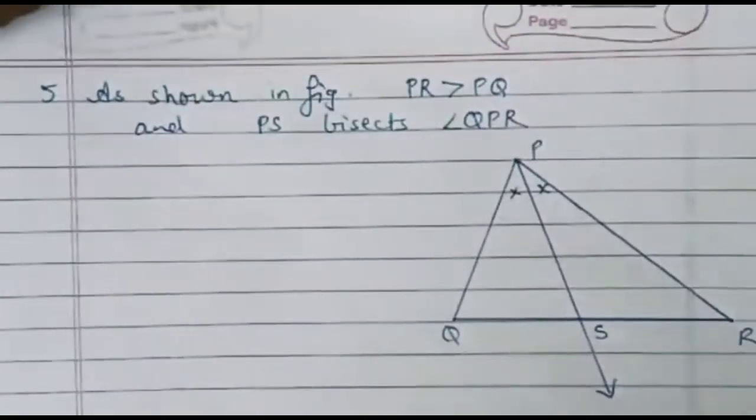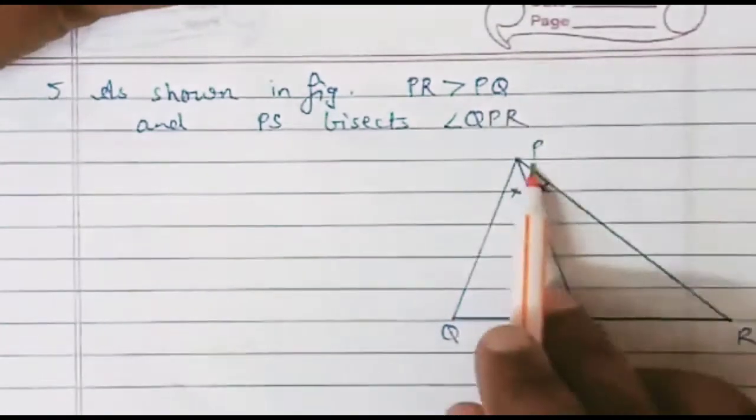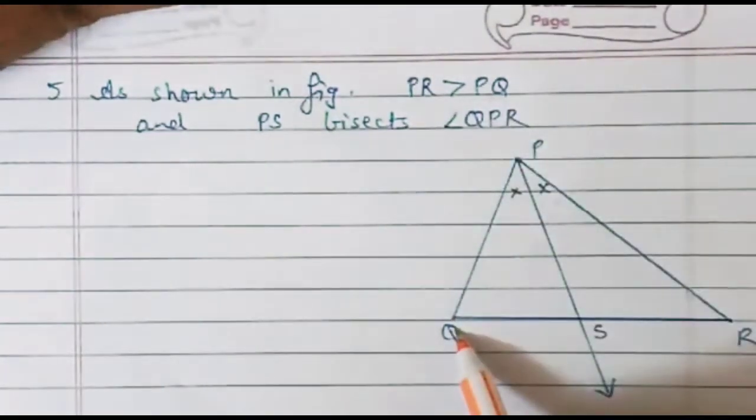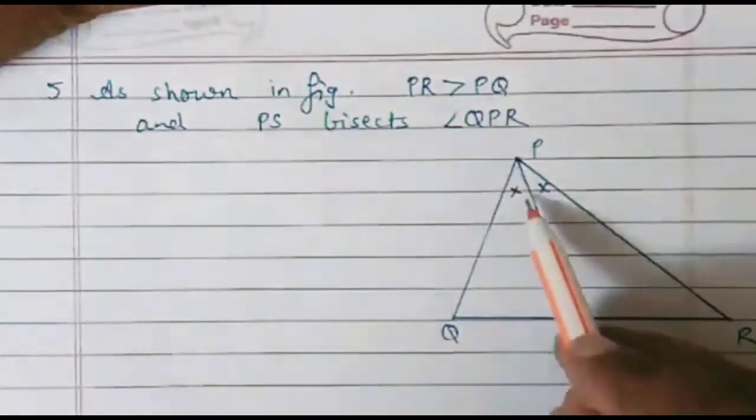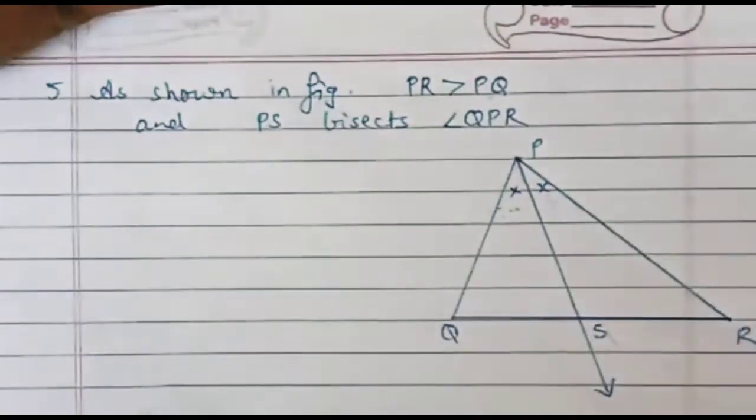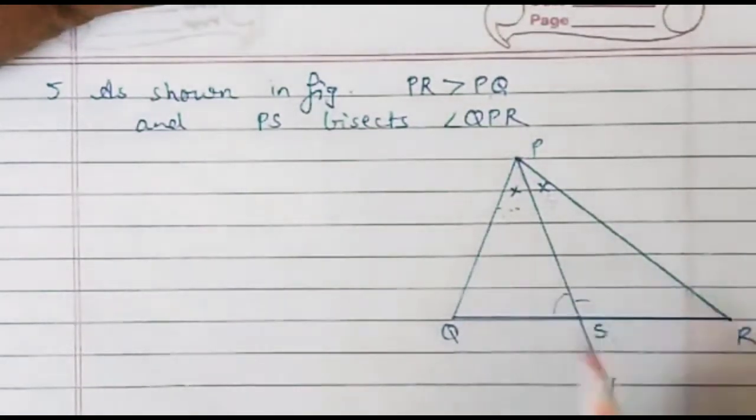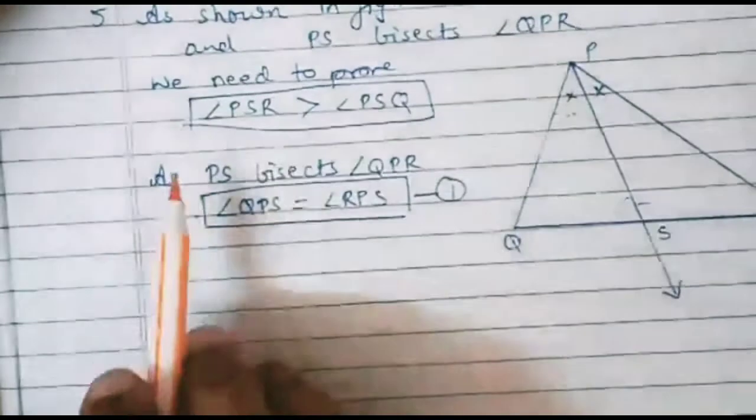So let us see our next question. As shown in the figure, we have PR bigger than PQ. So PR is the bigger side and PQ is the smaller side. Also ray PS bisects angle P, so these two angles are equal in measure. We need to prove that this angle PSR is bigger as compared to angle PSQ. So I have written what we need to prove.